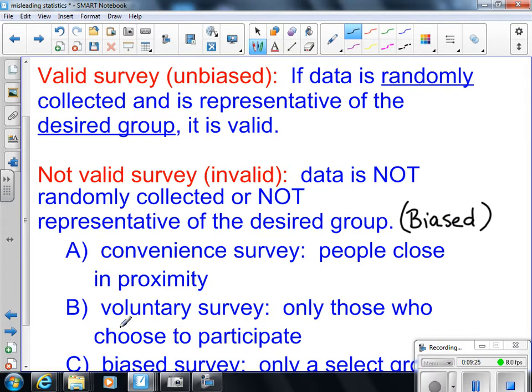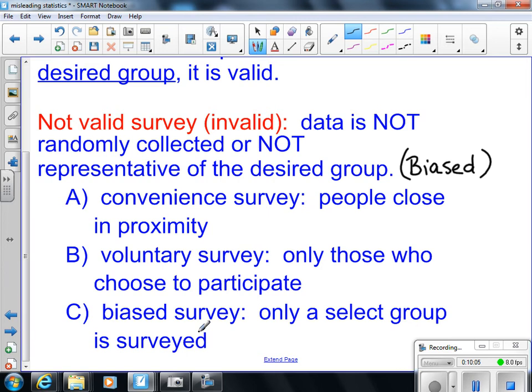It could be where it was voluntary. In other words, only those who choose to participate. For instance, let's say that I park myself at a table at the cafeteria, and I say, okay, if you want to tell me what you think of the lunch program, come over here and tell me and fill out your survey. That would be considered invalid because it's voluntary. Probably only those that have problems with the lunch program will come and give you a survey. So you only hear from those that have concerns. And most often, those that are happy won't bother to come up and fill out your survey.